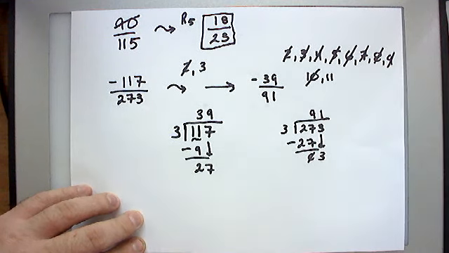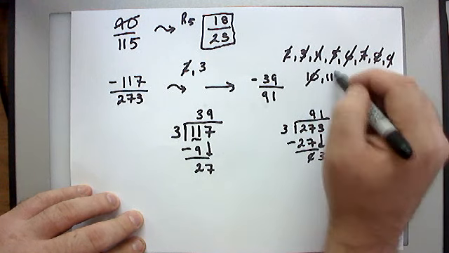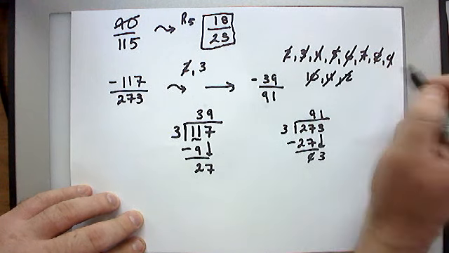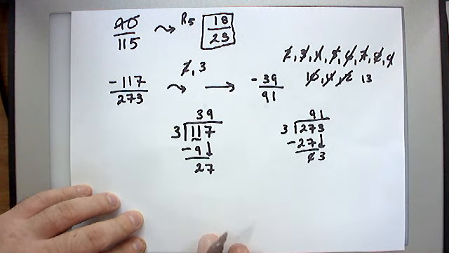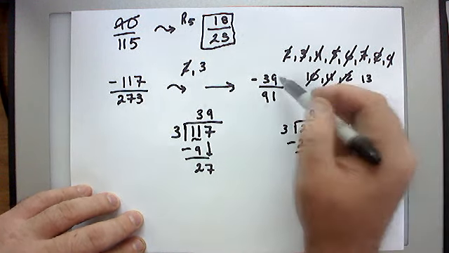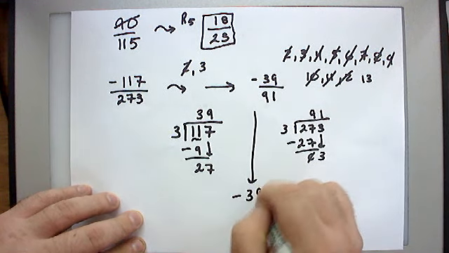11 is out because, well, a times table. 11 times 3 is 33, and that's not 39. 12 is out because no even number will work. 13, I don't know. So really the only thing left to do is just try 13 into 39. So let's go ahead and just bring this down here because I'm running out of room up there.